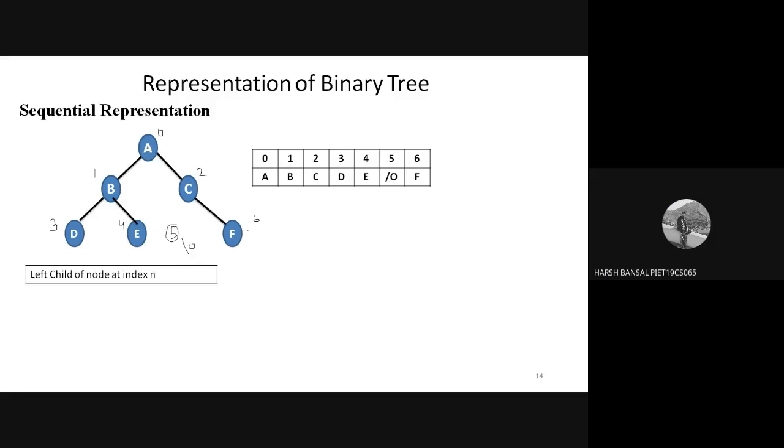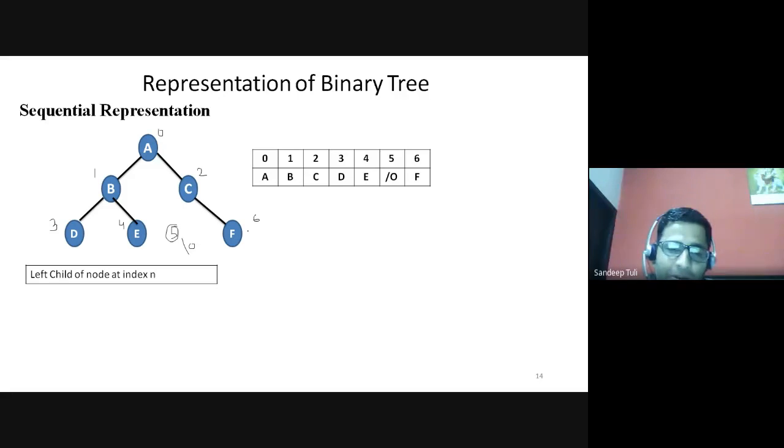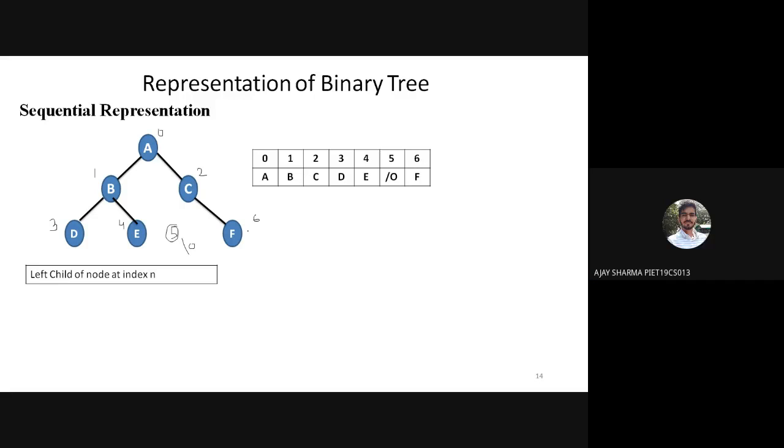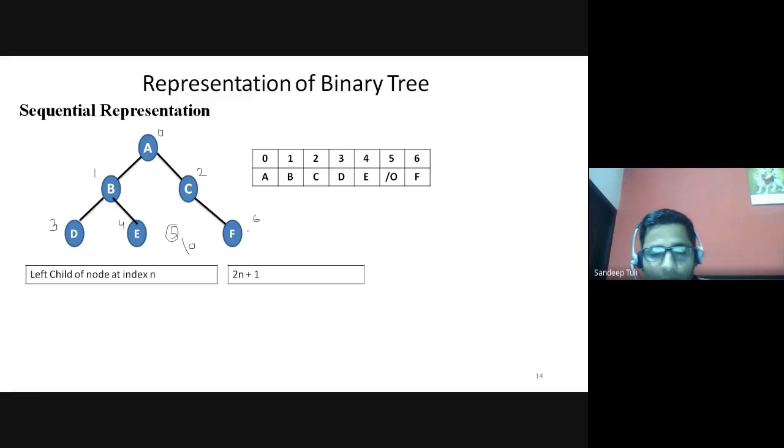Okay. Now the node is at 2. No, sir, it is not n plus 2. Sir, when the node is 2, its left child will be at 5, sir. According to your formula, it is 2 plus 2, it is 4. It should be at 4, but it is at 5. Sir, 2n plus 1. That's it. 2n plus 1. So the left child will be at the index 2n plus 1.